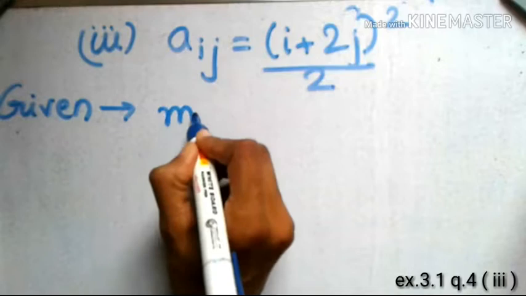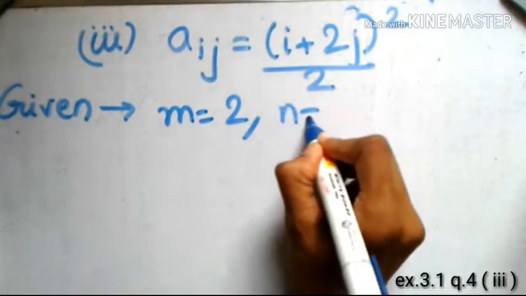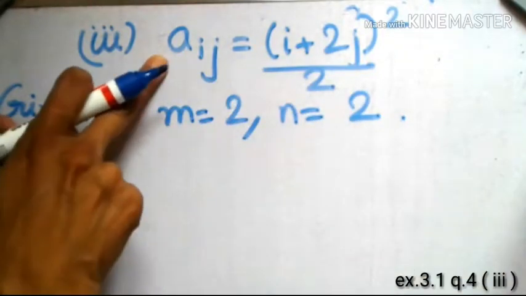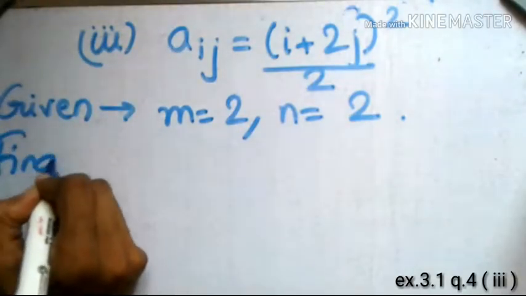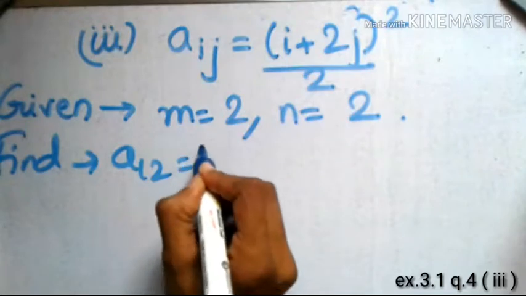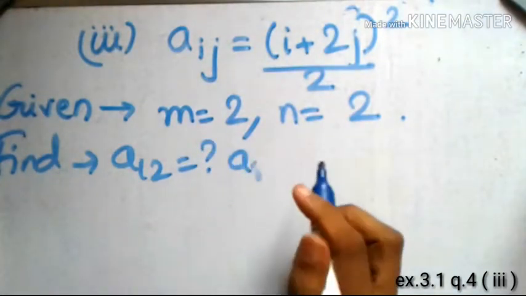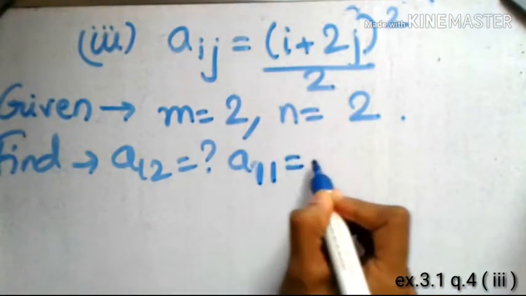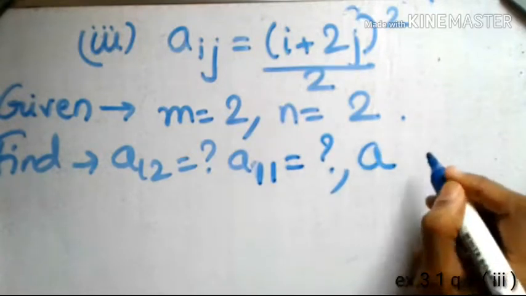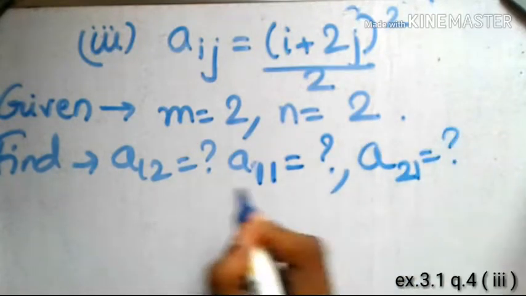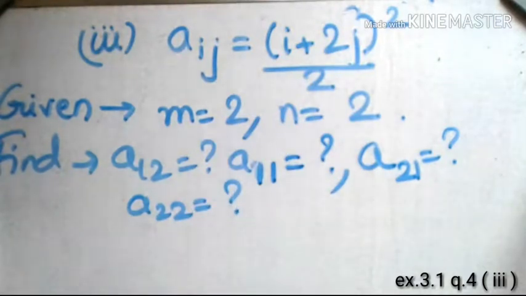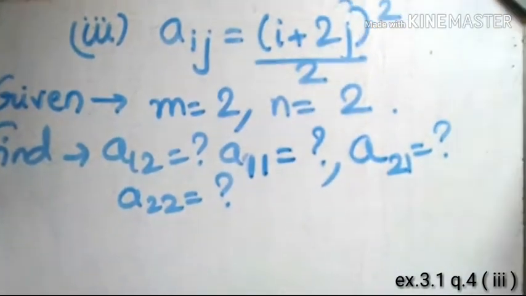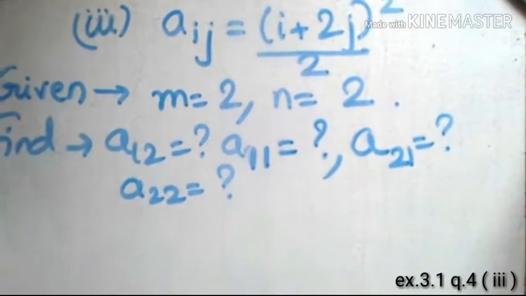So we are given that the number of rows is 2 and the number of columns is 2, and we are also given the formula for the matrix element. Again, we have to find A11, A12, and then you have A21 and you have A22. We have to find all this. Okay, so let's start putting the values in the formula.